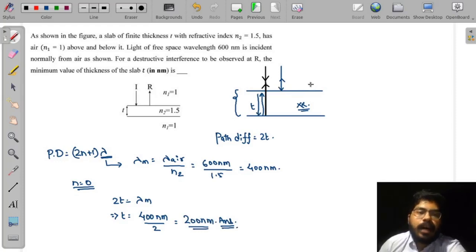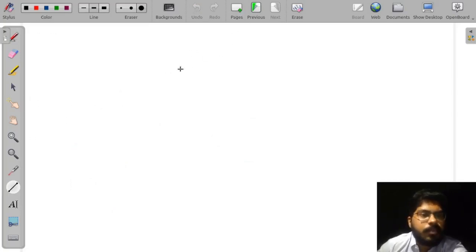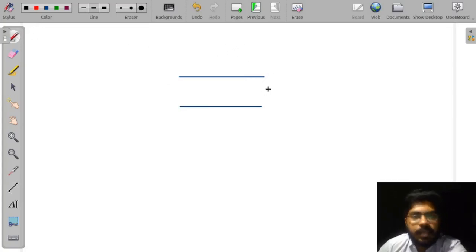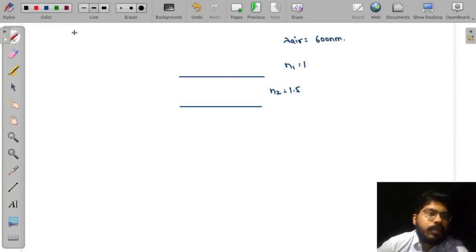Now they could have asked another type of question in this same question. What could they have done? If I want to twist this question, for the same data, let me give n2 equal to 1.5 and n1 equal to 1, and lambda of air, means the lambda of the light, is 600 nanometer. Simple, instead of giving perpendicular light rays, I would have given you something like this.